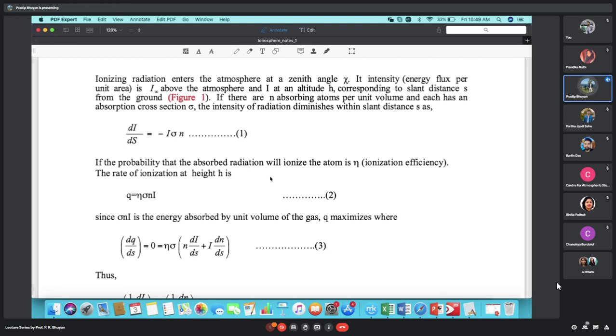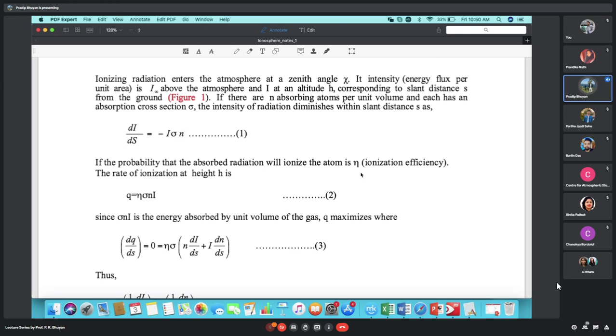So the probability that the absorbed radiation will ionize the atom is eta, that is the ionizing efficiency. When the solar radiation hits the atomic or molecular species, it may ionize or it may not ionize. If the ionizing efficiency is 100%, then all the molecules or atoms hit by the solar radiation will ionize. And efficiency will vary according to the species.